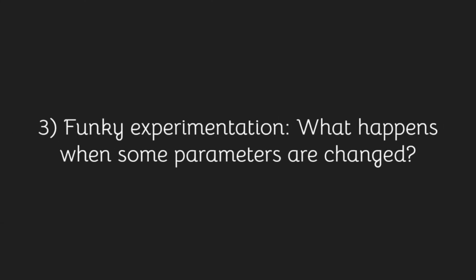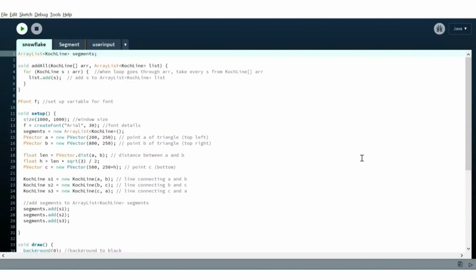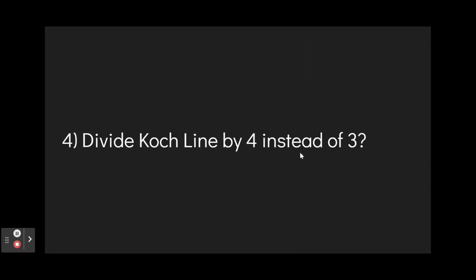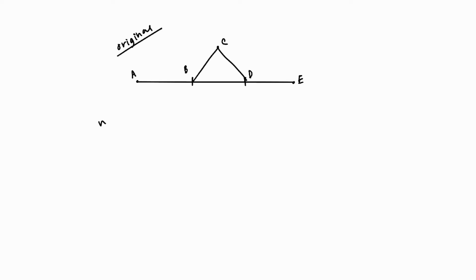What happens if some of the parameters are changed? This can be modeled with our program. What if we divide the Koch line by 4 instead of 3? Originally, we divide the line segment by 3 and create an equilateral triangle with that length. But what if, instead of dividing our line segment by 3, we divided it by 4, but kept the amount of line segments the same?